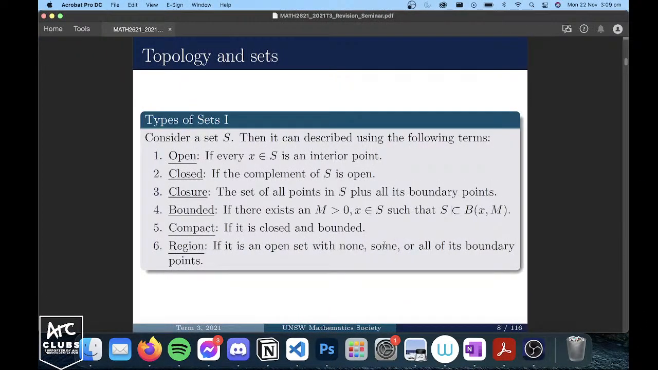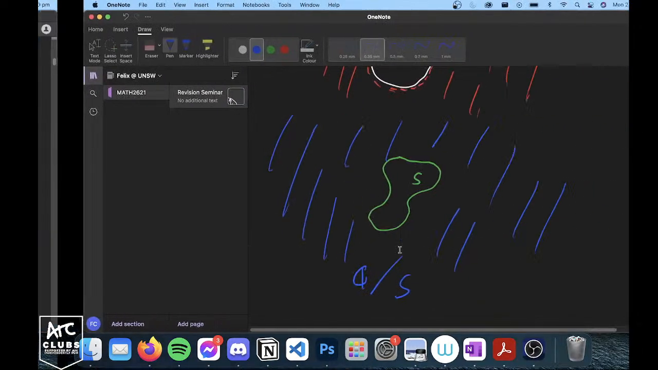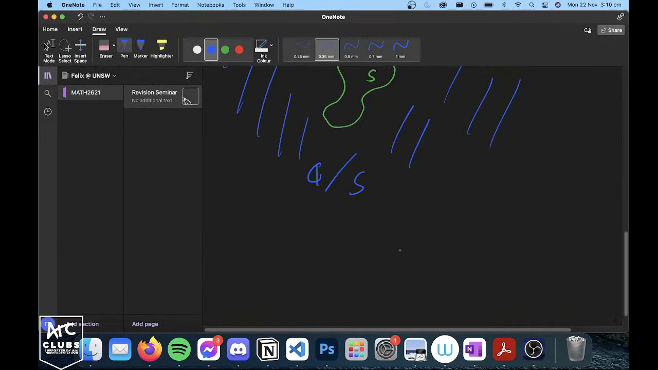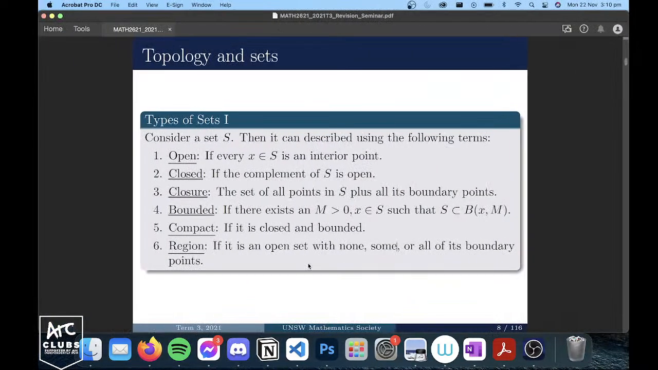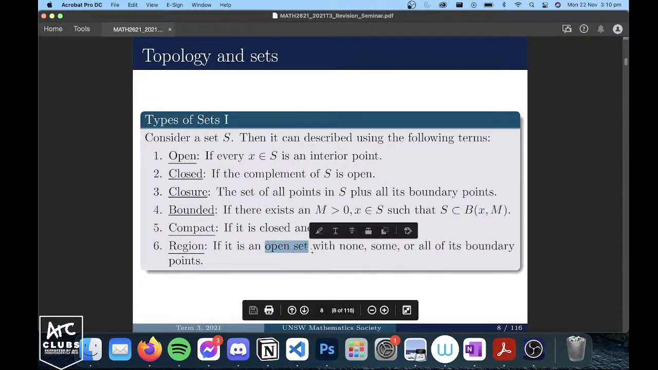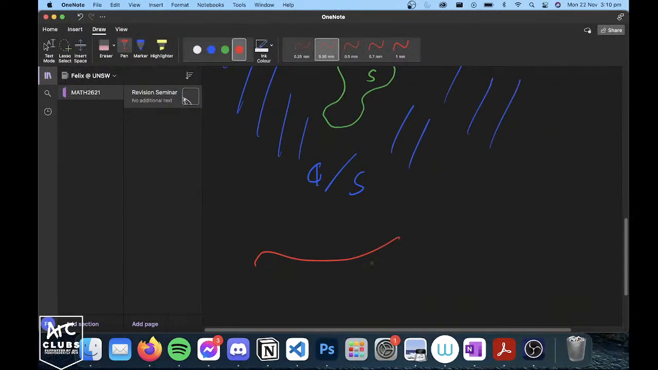Yeah. And then we have compact, which is basically closed and bounded. And region, which is basically an open set with none, some, or all of its boundary points. I guess a good example of a set that is not a region is, say, a line, because a line only consists of boundary points. It doesn't have the properties of an open set because it doesn't have any interior points. And so that's why a line wouldn't be considered a region.